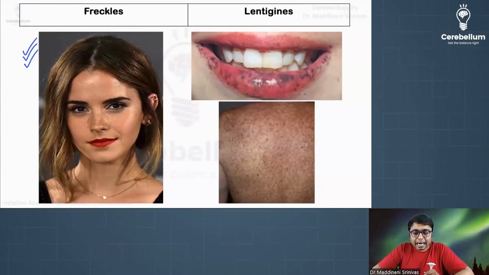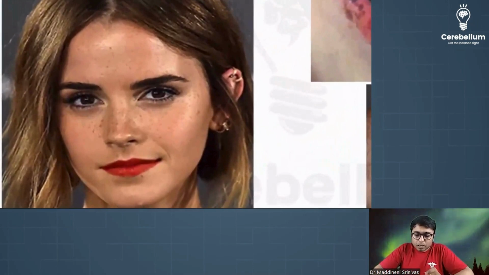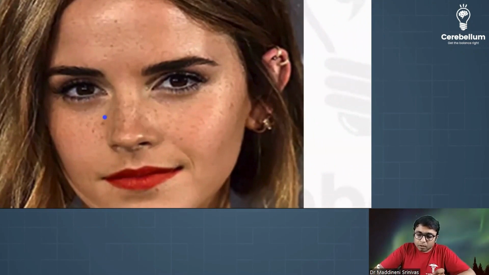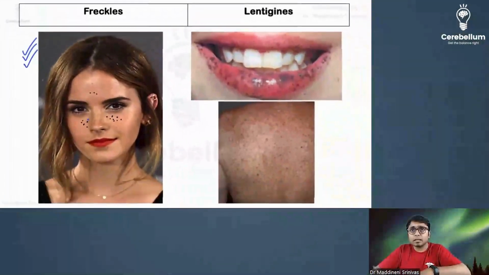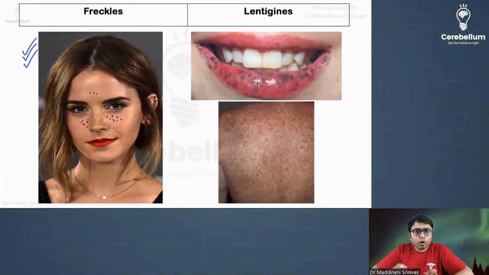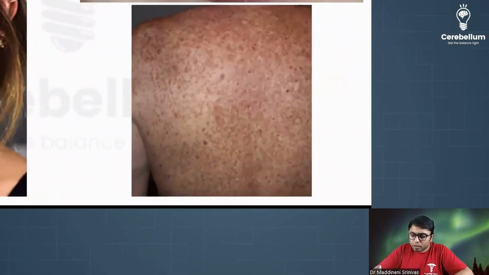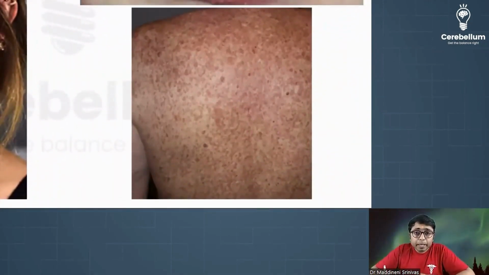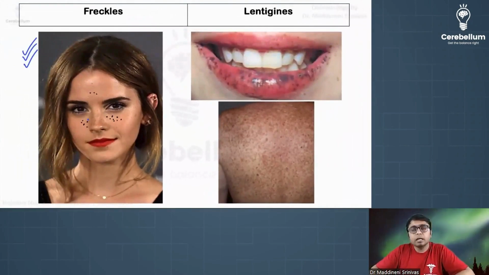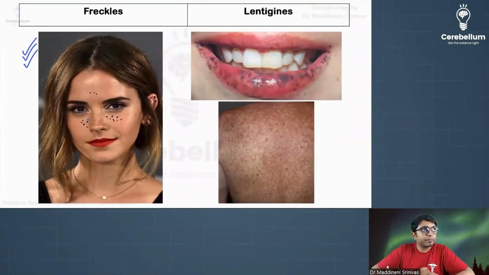Lentigines and freckles are hyperpigmented macules. I have not told you that till now. If you look at this image carefully, there are multiple hyperpigmented macules present over the face. These are called freckles. On the right-hand side, in lentiginosis, there are multiple hyperpigmented macules almost involving the entire back. So these are lentigines.